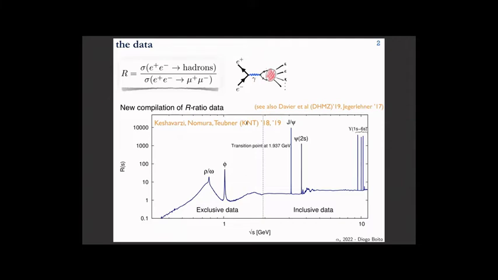Obviously, we could do the same work with other combinations, in particular DHMZ. If we had them, we could try it and see what we would get. I don't expect big changes, but it's also an interesting exercise that can be done in the future.